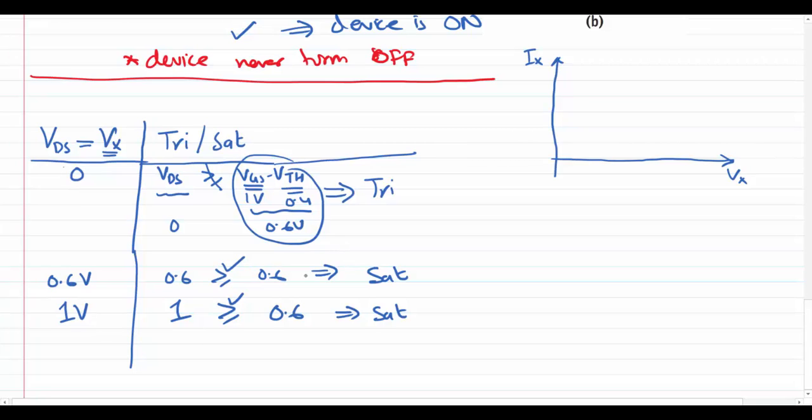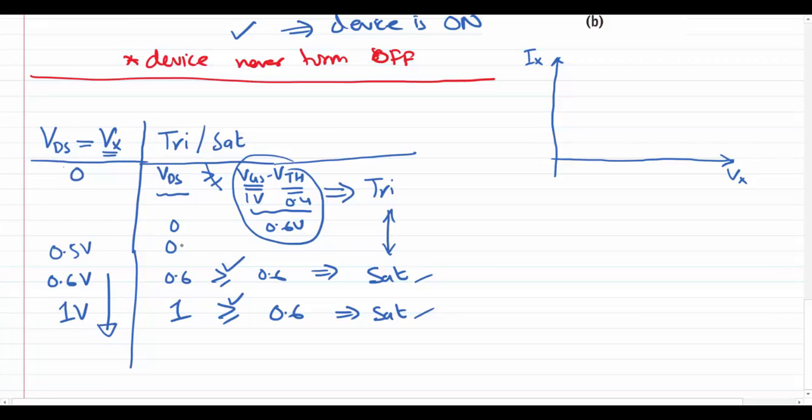Now we need to decide that. We can observe that as we increase Vx, we are always in a saturation region. However, when Vx was 0, we were in a triode region. So somewhere between the triode and the saturation region, we need to find the value of Vx where we have switched from this region to this region. So let me just see if it's 0.5 volts here.